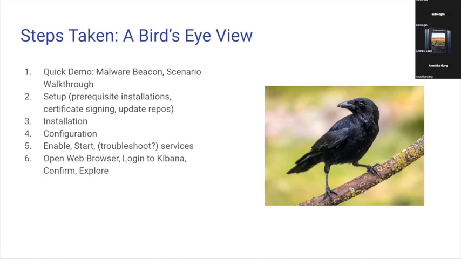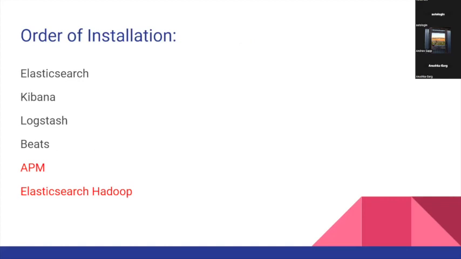Okay, so a quick demo. We'll be doing a quick demo shortly, just to show you what a malware beacon would look like. I've already gone through the scenario a bit, so I'll briefly go over that to not waste too much time, and so we can get into the workshop component. But after our demo, we will be going over setup. There are some prerequisites that we'll need to install, certificate signing, and some of that fun, sort of mundane stuff at times. But once we get through that, we'll go through our installation, configuration, and then enable our services. And then finally, we'll be able to log into Kibana on a web browser and explore some of the capabilities with that.